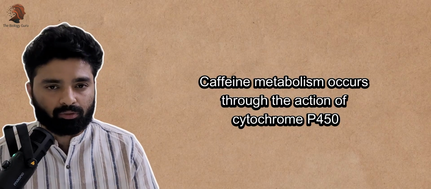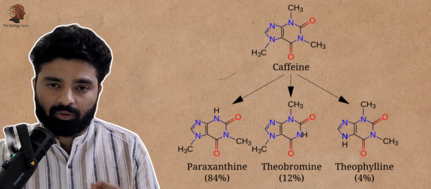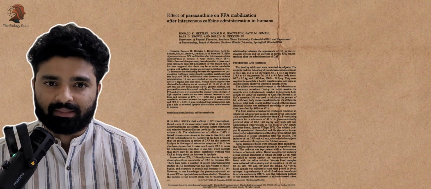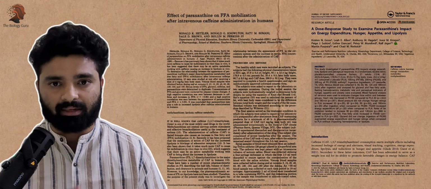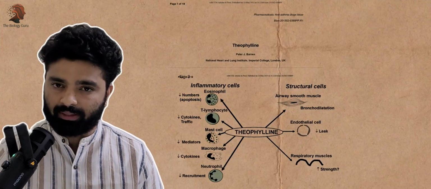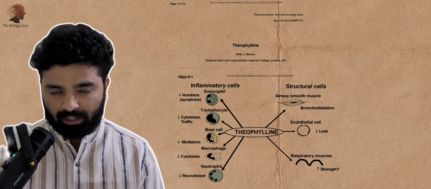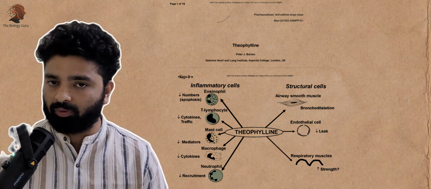Let's talk about the metabolism of caffeine molecules in the liver. It gets broken down by the activity of cytochrome P450 enzymes, specifically CYP1A2, into three metabolites: paraxanthine, theophylline, and theobromine. Paraxanthine increases lipolysis, which results in increased levels of fatty acids and glycerol in the blood. Theobromine dilates the blood vessels and increases urine output, while theophylline relaxes the smooth muscles in the bronchi, which results in improved airflow in the lungs.